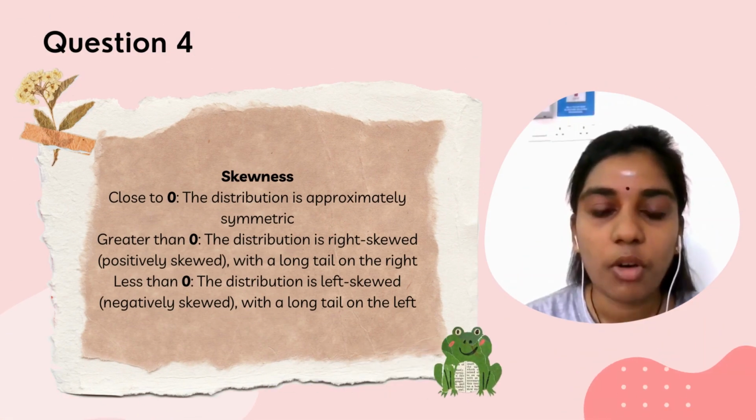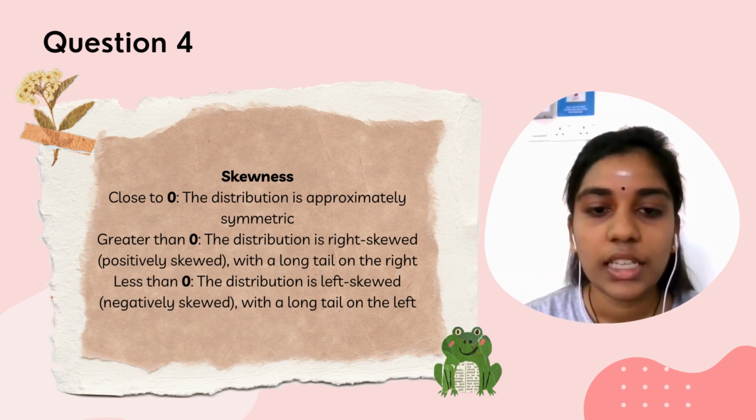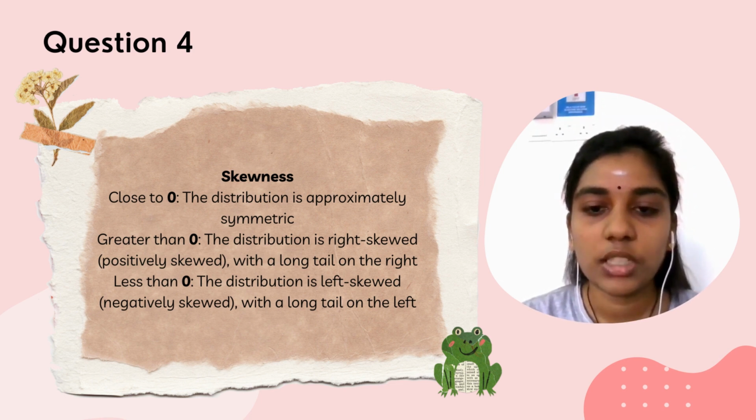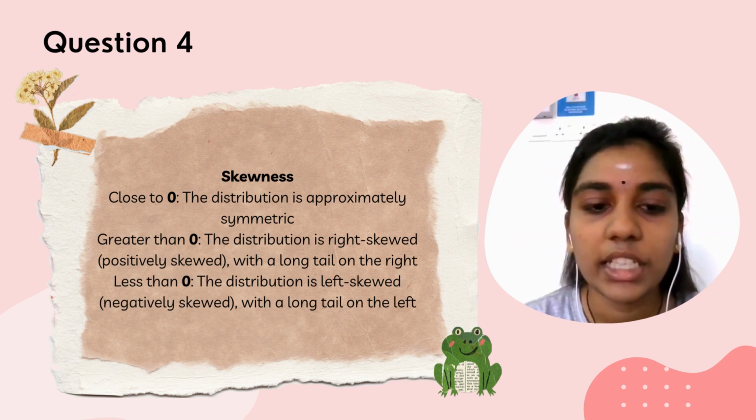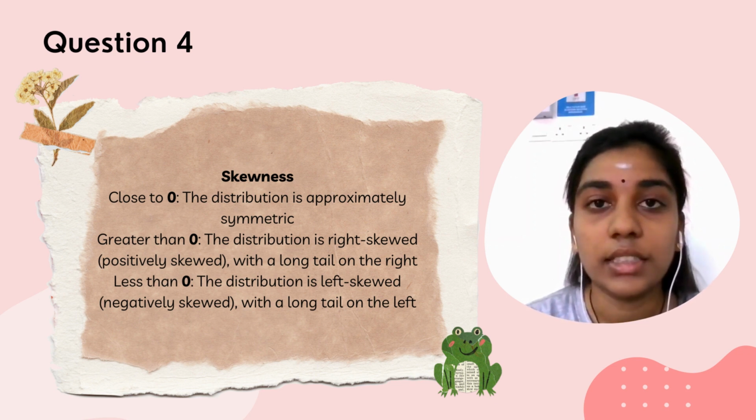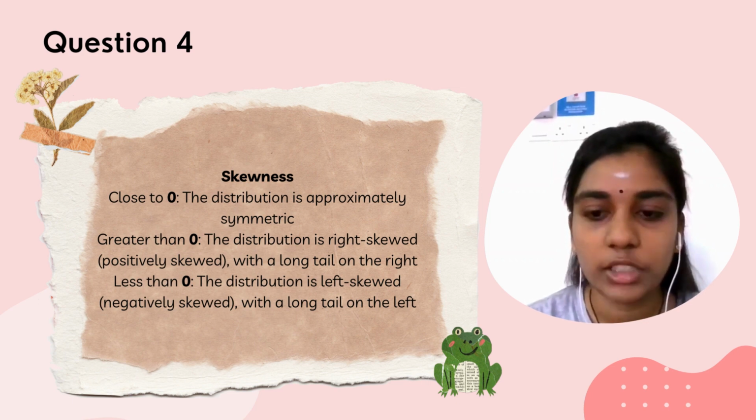For question number 4, if the skewness is close to 0, the distribution is approximately symmetric. Greater than 0, the distribution is right skewed, positively skewed, with a long tail on the right. Less than 0, the distribution is left skewed, negatively skewed, with a long tail on the left. For high school GPA, the distribution is left skewed and the computer GPA is right skewed.